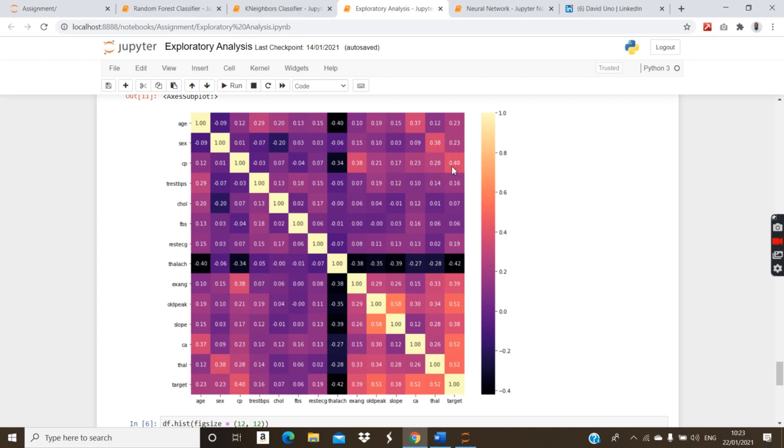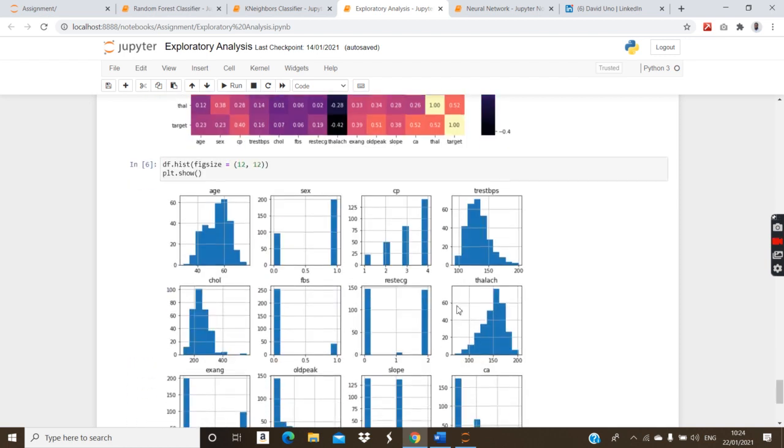Then, chest pain is really significant when predicting heart disease. Old peak, the ST depression, is also looking very important. The number of major vessels is very important. Thal is also positively correlating with the target, and the thalach too is also correlating with the target.